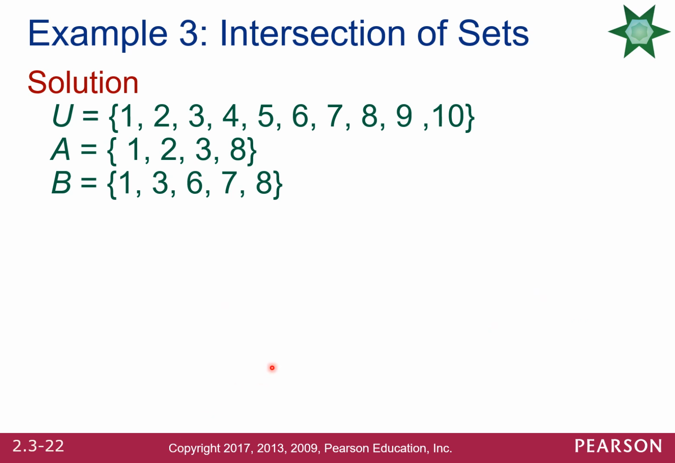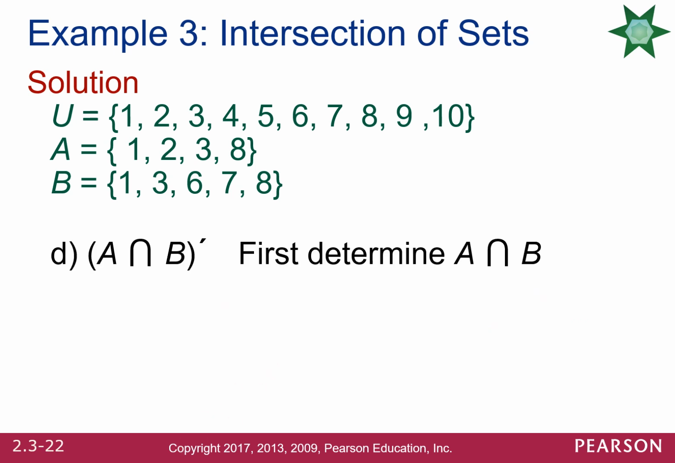And finally, we had one which said A intersection B and the complement of that. So in other words, the complement of A intersection B. So first we have to determine what A intersection B is. So A intersection B are the elements common to A and B. So what we had already found that out before.